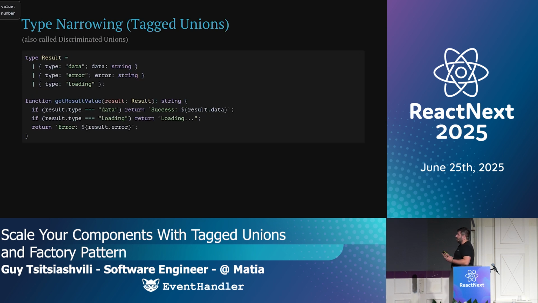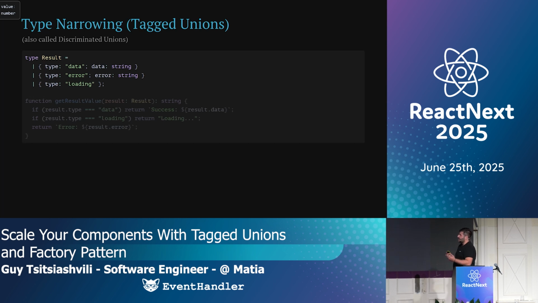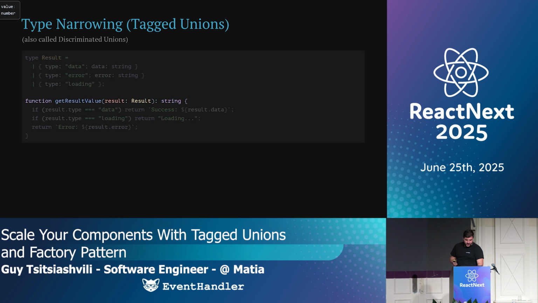Type narrowing in tagged unions is basically the same thing. Just like I explained earlier, instead of primitive types, we can have objects, and each variant in the object should have one shared property, which is in this case type. So we have type data, type error, type loading, and each variant has its own set of properties. So data has the data property, error has the error property.